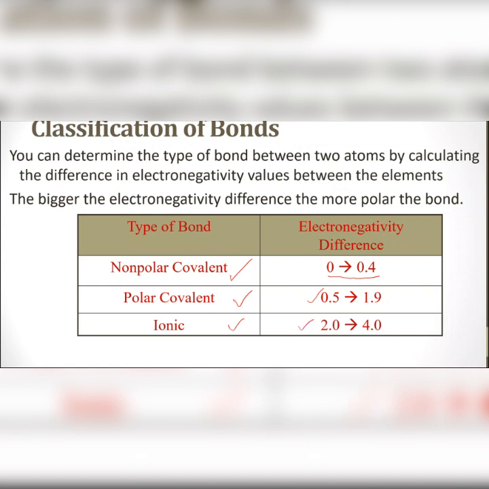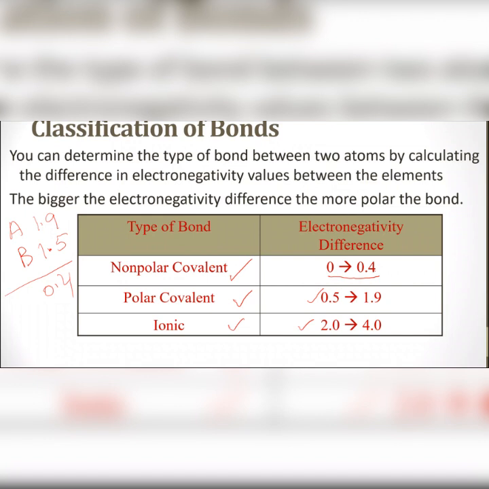Let me give you an example. Two atoms, suppose one is A, one is B. A's electronegativity is 1.9 and B's is 1.5. If they make a bond, what bond would they make? Subtract the electronegativities. The electronegativity difference is 0.4. And we know if it is 0.4, this is a nonpolar covalent bond.